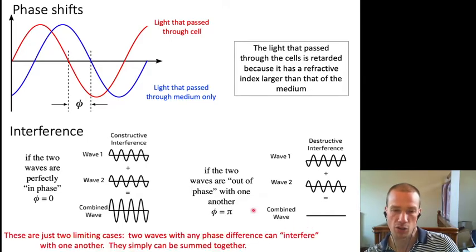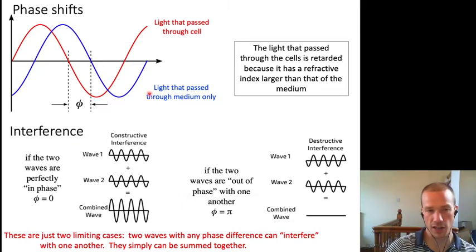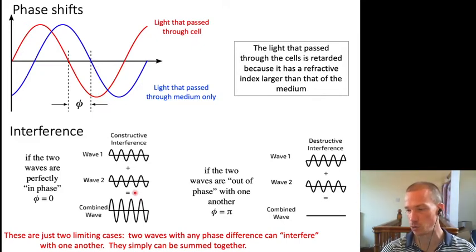It's important to note these are two limiting cases. Phi is basically a continuous variable. It can take on any number, and so these are just two endpoints. You can have varying degrees of constructive or destructive interference depending on the actual phase difference between these two waves. It's also important to note that if phi is, for example, 2 pi, then these will be out of phase with one another by exactly one period. So again, you'll get constructive interference.